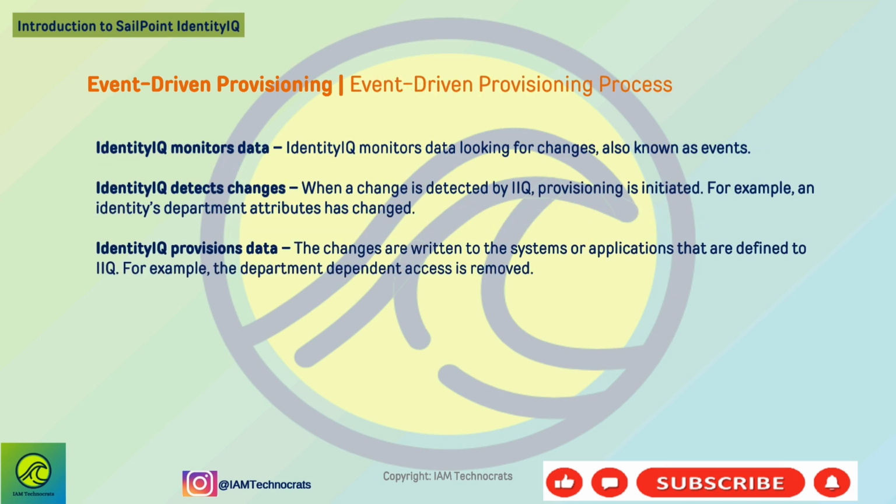Event-driven provisioning process. Here, first IdentityIQ monitors data looking for changes, also known as events. After a change is detected by IdentityIQ, provisioning is initiated. For example, an identity's department attribute has changed. Finally, the changes are written to the systems or applications that are defined to IdentityIQ. For example, the department dependent access is removed.